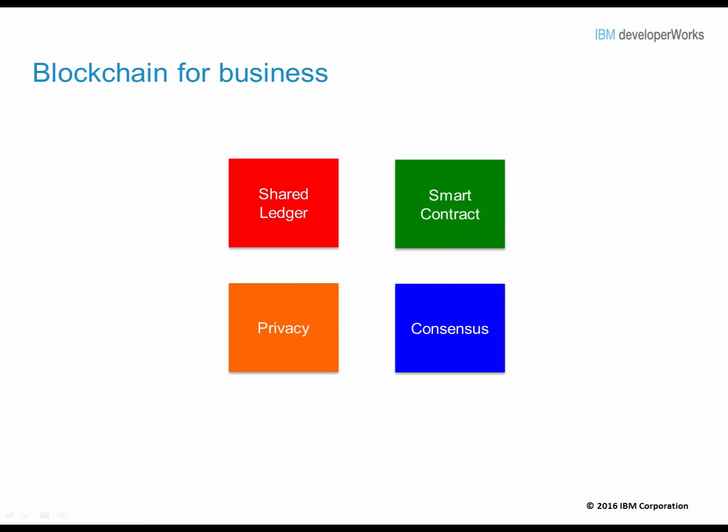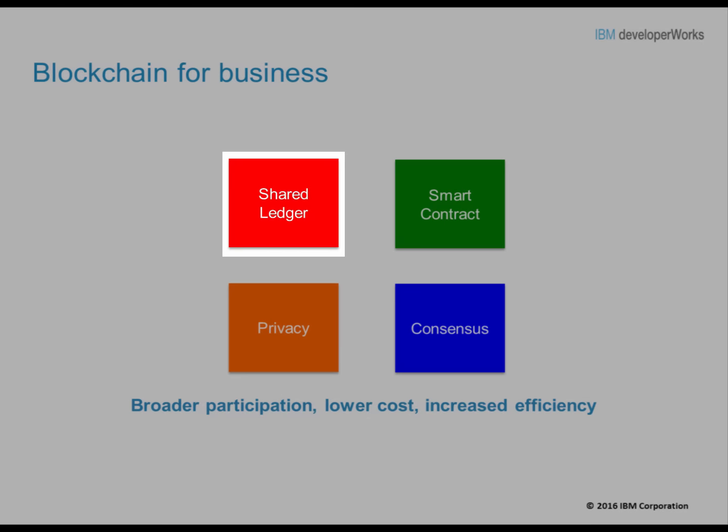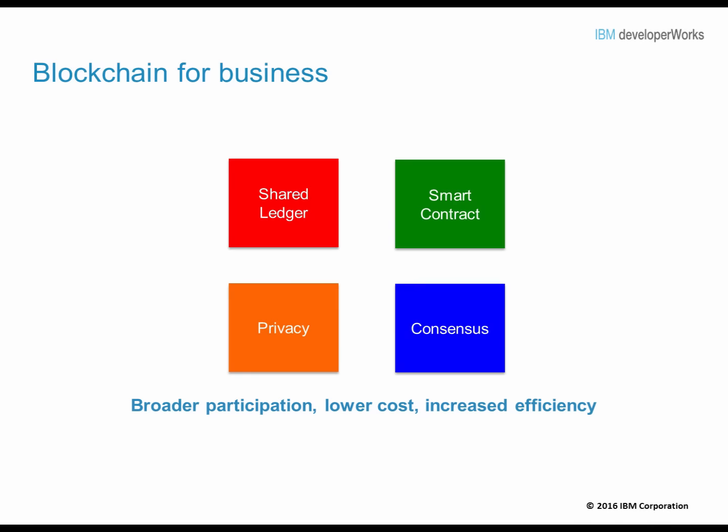What are the key attributes needed in business networks that blockchain technology can provide? Blockchain technology can provide these four capabilities that can lead to increased efficiencies and cost reduction across the business network. Look at the first block highlighted in red, the shared ledger. What are the benefits of shared ledger that helps the business?